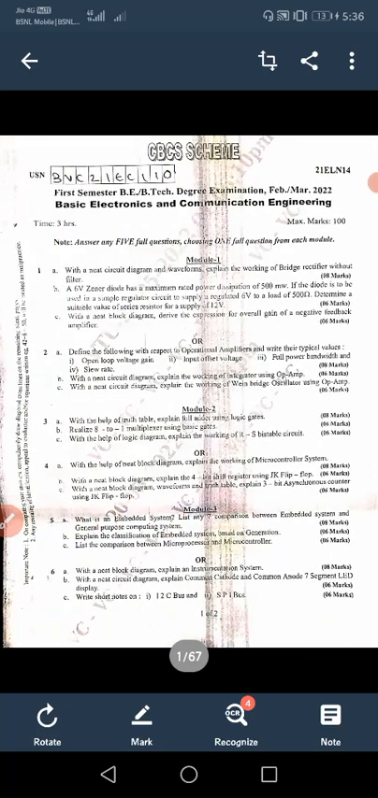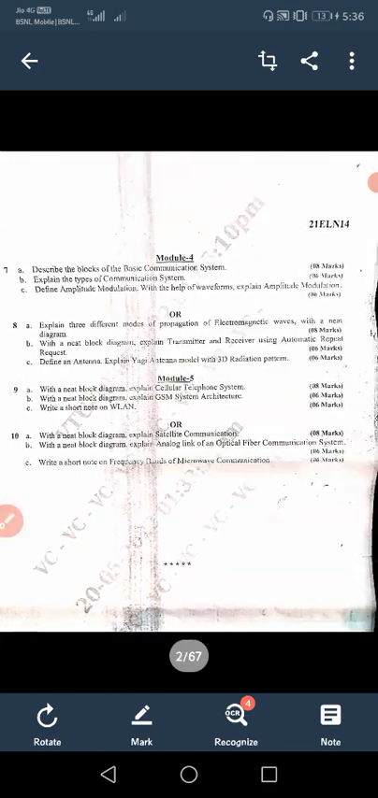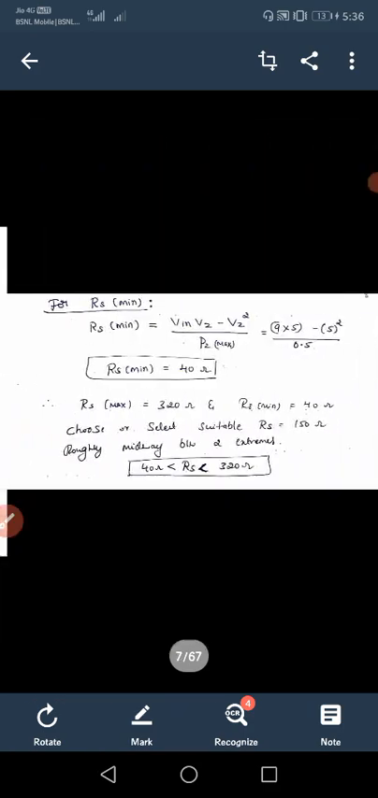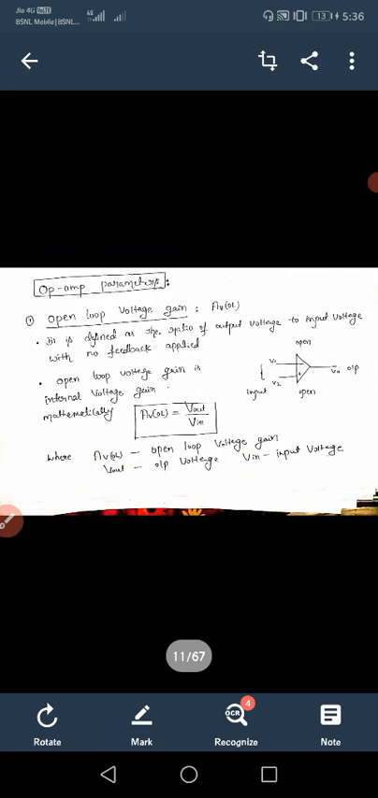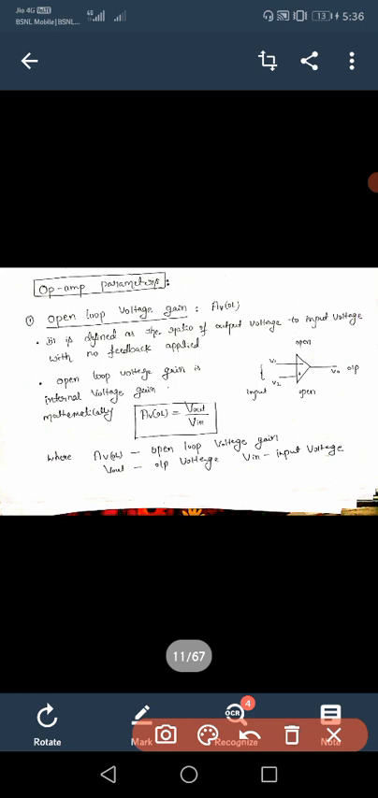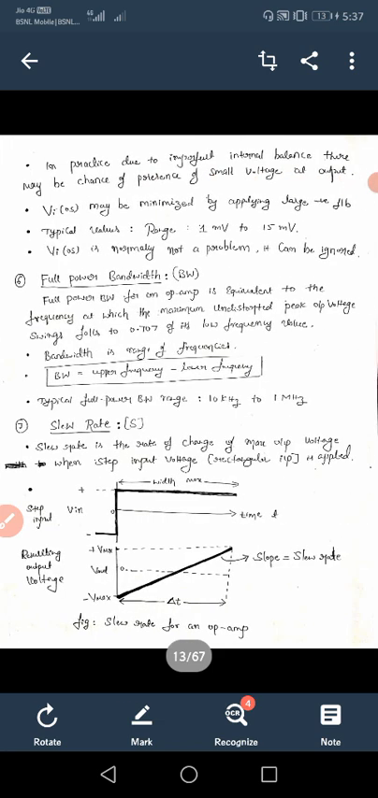Okay, now the second one. Define the following with respect to operational amplifiers. They have given an op-amp question now. Open loop voltage gain, input offset voltage, full power bandwidth, and slew rate. So here this is an op-amp concept. Okay, open loop voltage gain. You should write this definition followed by this equation. Next, input offset voltage. You should write this followed by this.